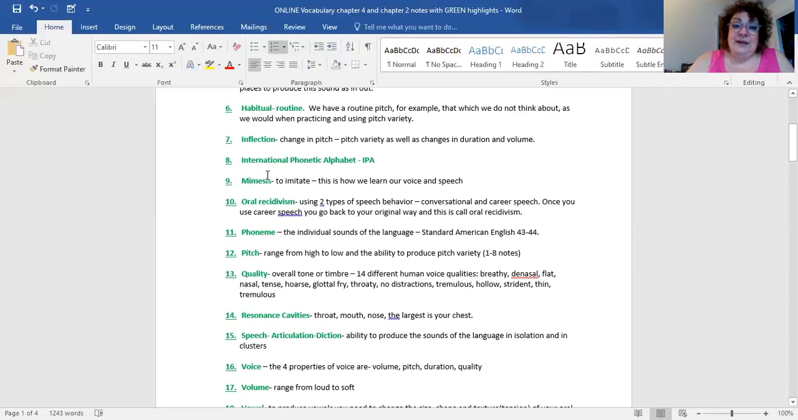International Phonetic Alphabet, the acronym is IPA. No, not your beer. So we always use IPA. You write it in IPA. We're going to be learning IPA shortly. So you need to know that there is a separate alphabet that is designed for symbols of the sounds that are in the word.